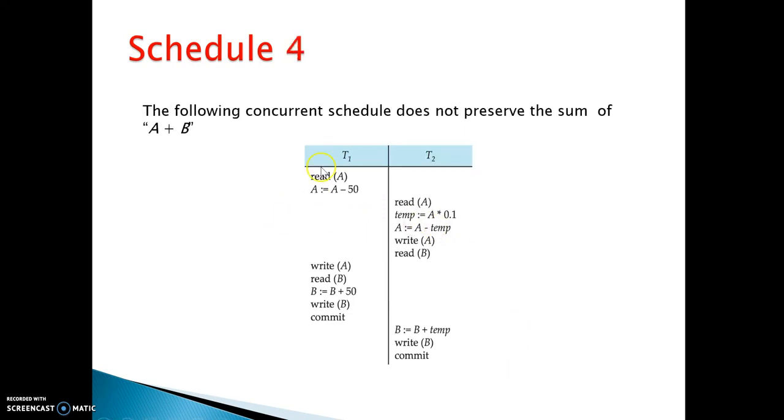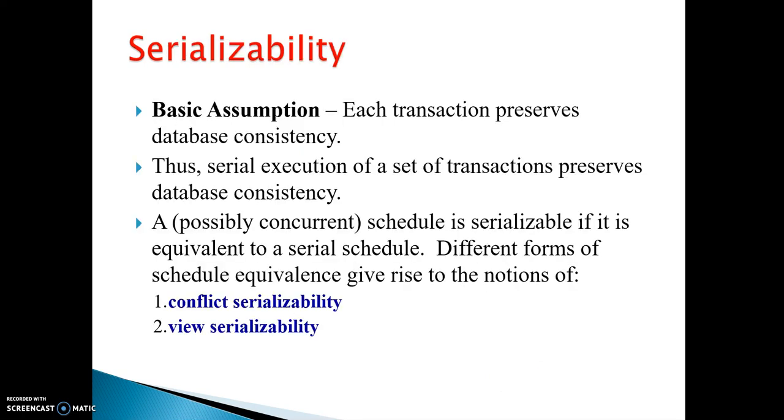Look at schedule 4. In this case, the concurrent schedule does not preserve the sum A plus B, because this transaction reads A and subtracts $50 from A and then switches over to T2. At the end of T1 and T2, it does not maintain the final value of A plus B. It is not equal to the original value.